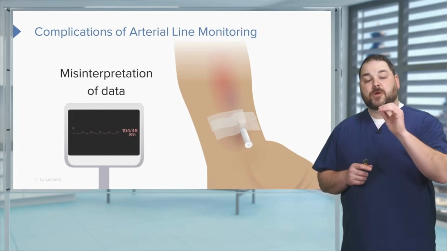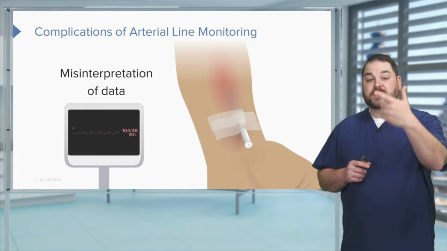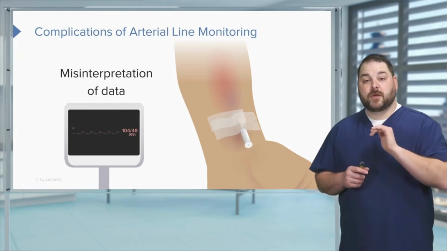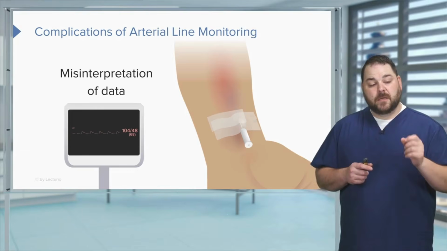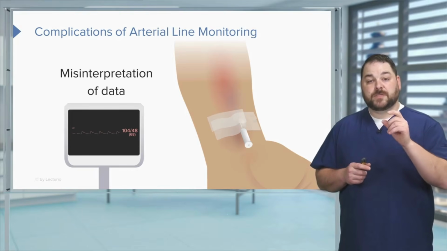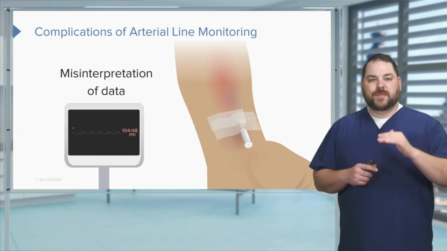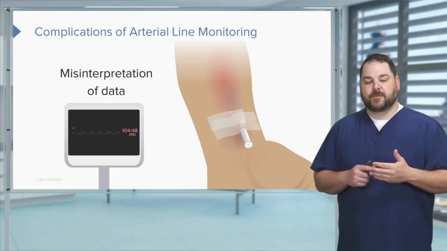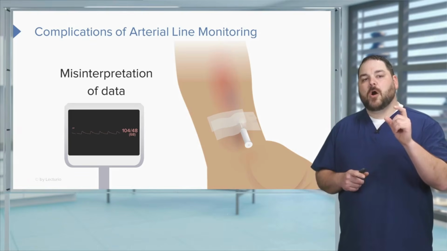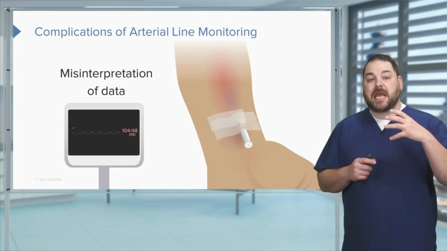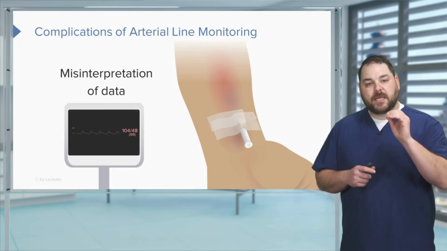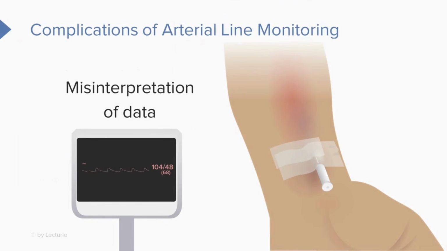This means that the blood pressure you're seeing on the monitor, the systolic, the diastolic, and the mean arterial pressure are incorrect. This can happen when the tubing is kinked, when there's air in the tubing, when there's a clot at the catheter tip, or when the transducer is not at the level of the phlebostatic axis. This may cause you to perform an intervention that is not appropriate for that patient and may cause patient harm. So make sure that the data that you're seeing is correct.